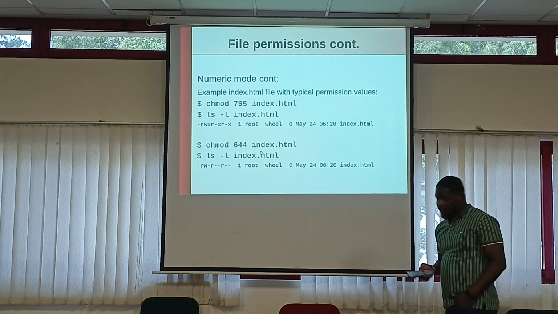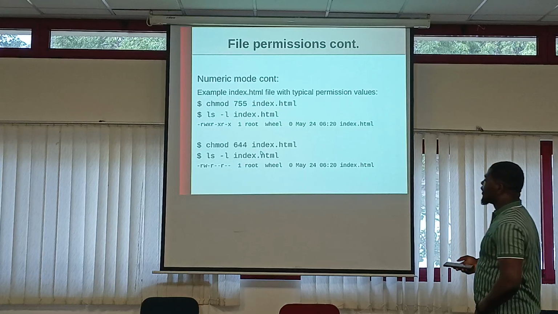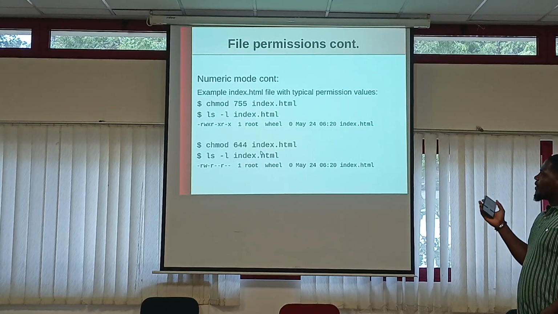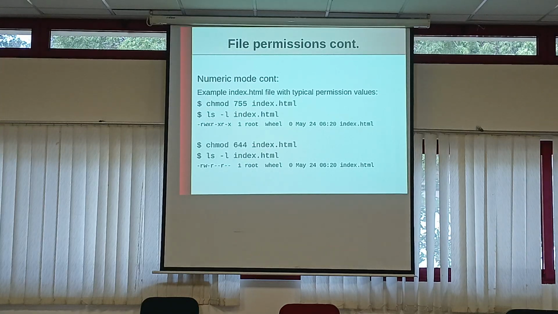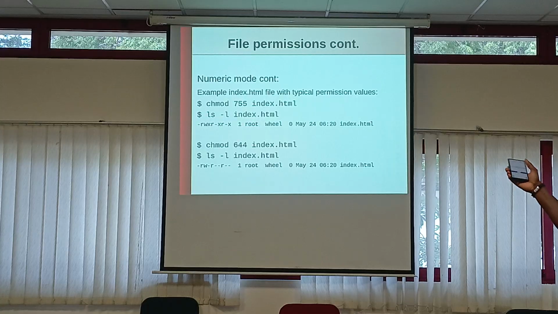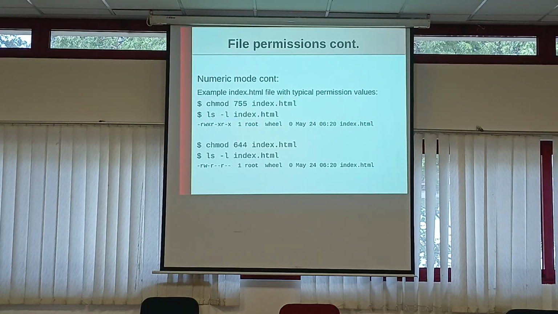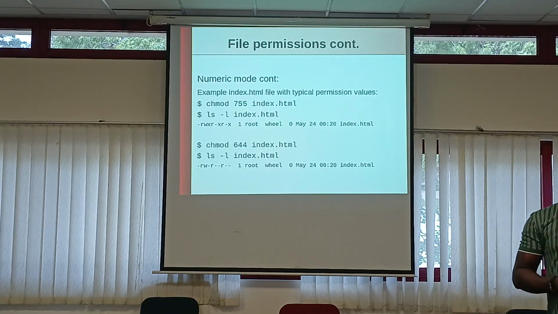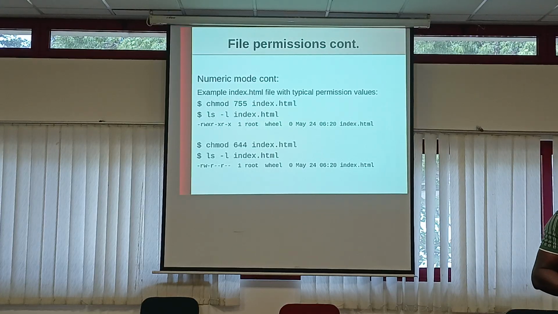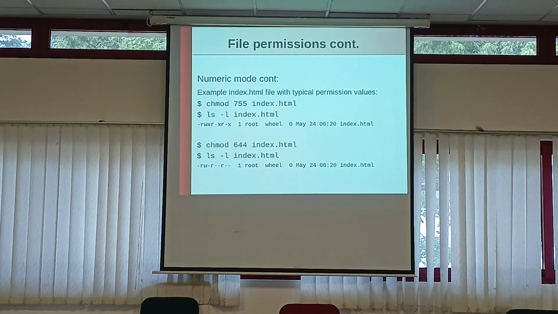So the numeric mode continues. We have 755, and it gives 755. Now can someone guess what 755 is, just to make it interactive? So, who has what permissions on this index.html? We have 755 on the file. The first digit is for the owner, and the other 5 is for others.